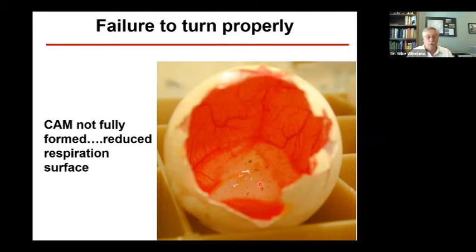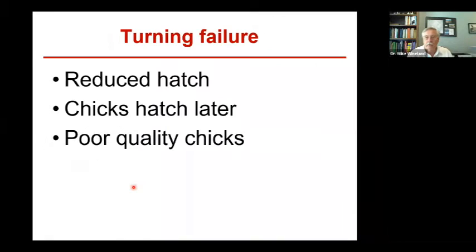Here happens to be a chorioallantoic membrane that didn't form completely. This came from an egg that wasn't turned at all during the first 18 days of incubation. And you can see that it didn't form all the way down to the bottom. And as a result, now you have a reduced respiration surface. So it's not going to have the ability to get quite as much oxygen as it ordinarily might if there had been a completely formed CAM.